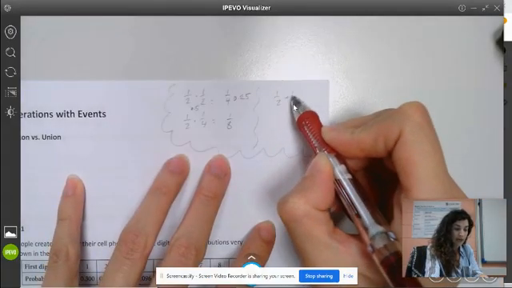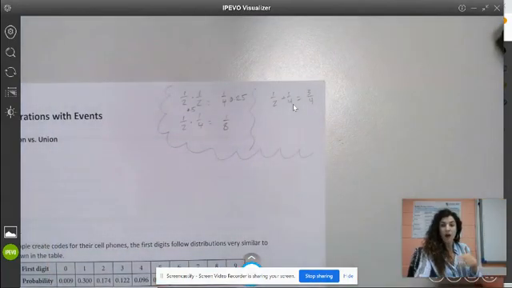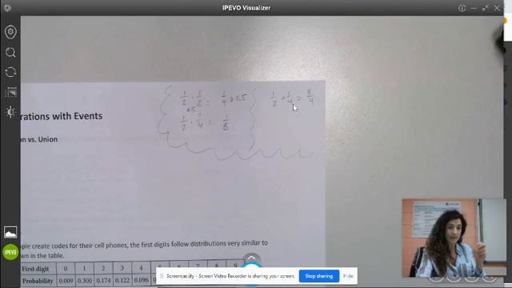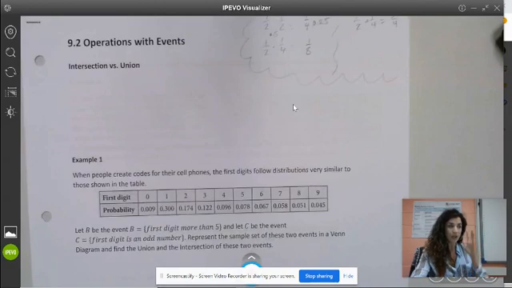Versus when you're adding fractions together, this would be 3/4, they get bigger. So the operation of adding probabilities gets larger versus the operation of multiplying probabilities gets smaller. So this idea of and versus or, multiplication gets smaller, addition gets bigger, is something to keep in mind, those relationships, as we're moving forward with these notes.